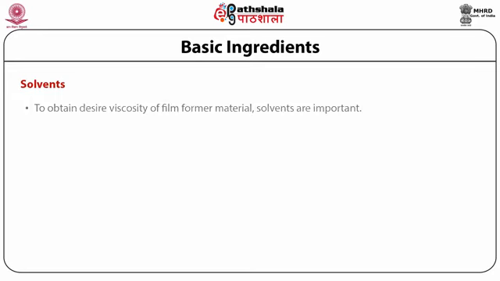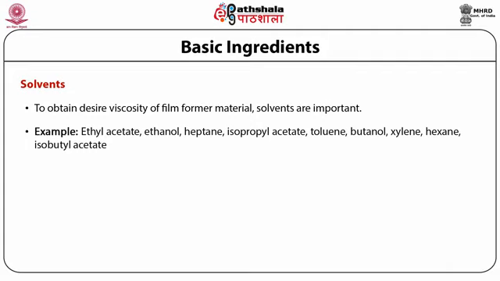Solvents. To obtain the desired viscosity of film forming material, solvents are important. Some of the commonly used solvents include ethyl acetate, ethanol, isopropyl acetate, butanol, xylene, hexane, etc. These solvents are mainly categorized into three major groups.